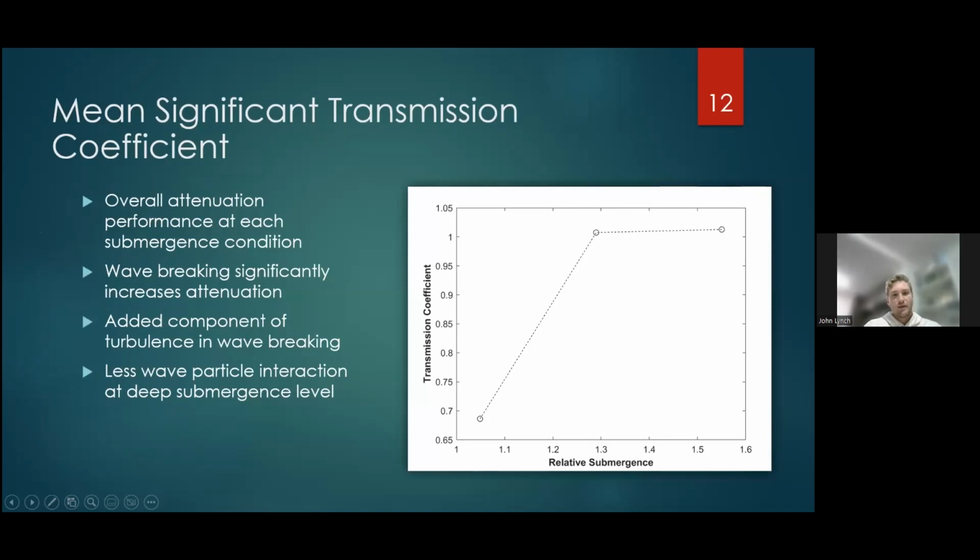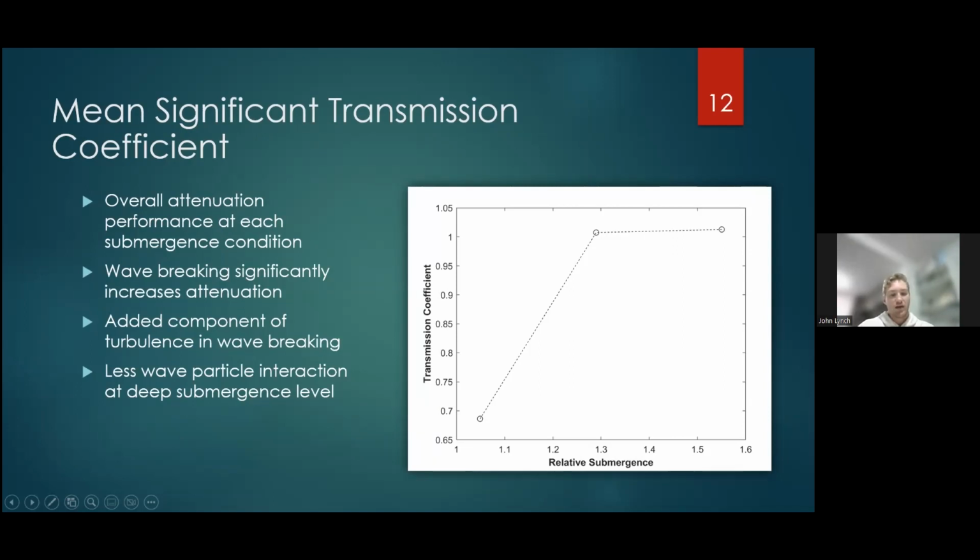So here we have the mean significant transmission coefficient, which is just the mean of the significant transmission coefficients in the previously shown plot. And it's just a way of representing the overall attenuation performance for all wave events that are tested. So you can see the wave attenuation performance for the reef decreases significantly from shallow to mean submergence, and then only by a small amount from mean to deep.